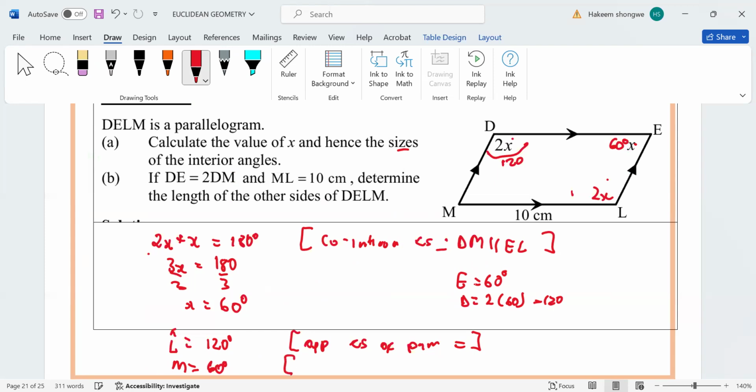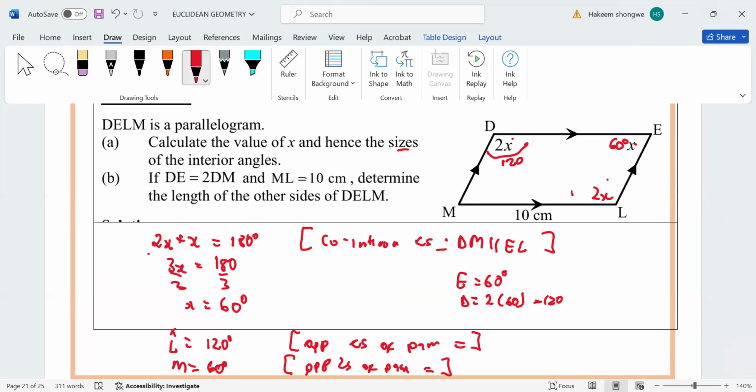Now, why do we say M is 60? Because they didn't tell us that one. It's opposite angles of the parallelogram are equal. Are we fine, guys? Yes. Now, let's go to number B. What are we doing for number B?